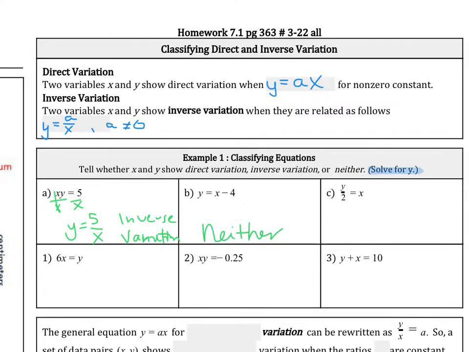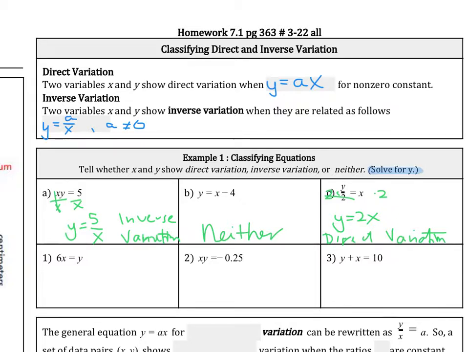Then letter C, we have y over 2 equals x. So we have to isolate the y. So let's multiply by 2 to both sides. So y equals 2 times x. And so that looks like our direct variation. Direct variation. So go ahead and try these next 3 examples.